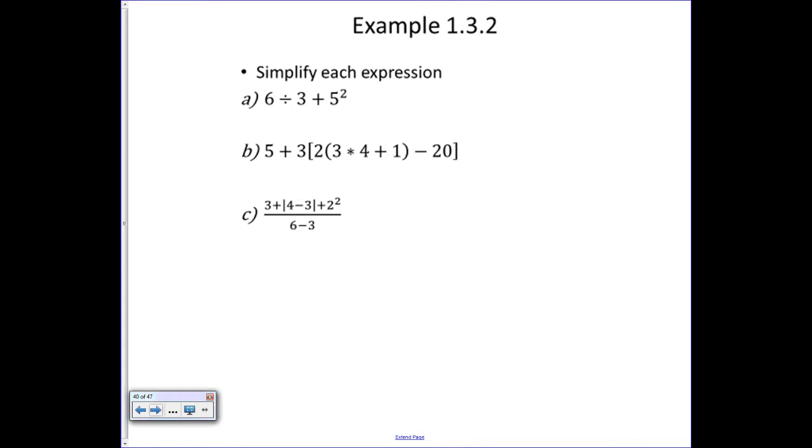So now we want to simplify each of these expressions using that order of operations. For the first one, order of operations says to do grouping symbols first. There are no grouping symbols in the first one. But there's an exponent, so we get 6 divided by 3 plus 5 squared, which is just 5 times 5, and so that's 25. Now we want to multiply and divide from left to right. Well, 6 divided by 3 is 2, and that's all we have to divide. And then finally, we add and subtract. 2 plus 25 is just 27.